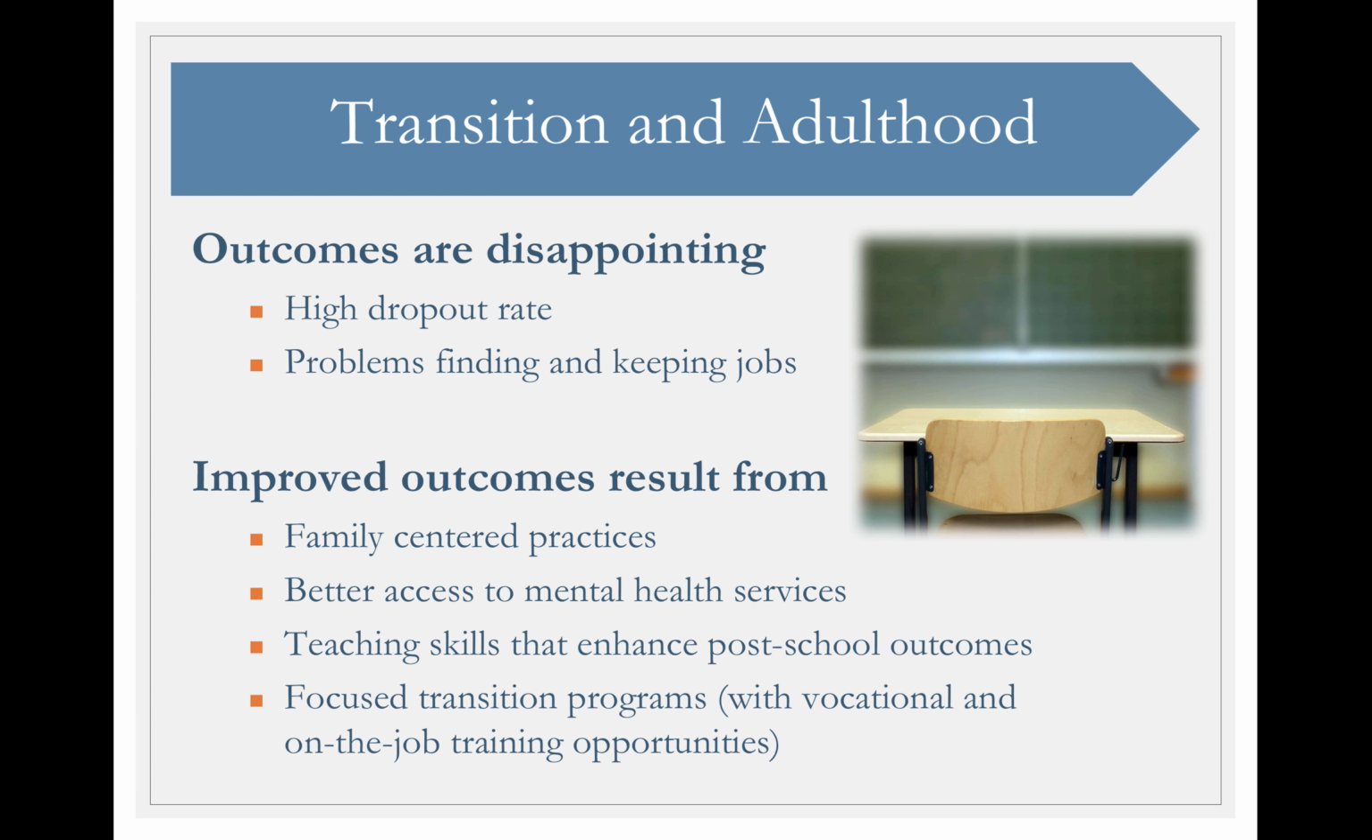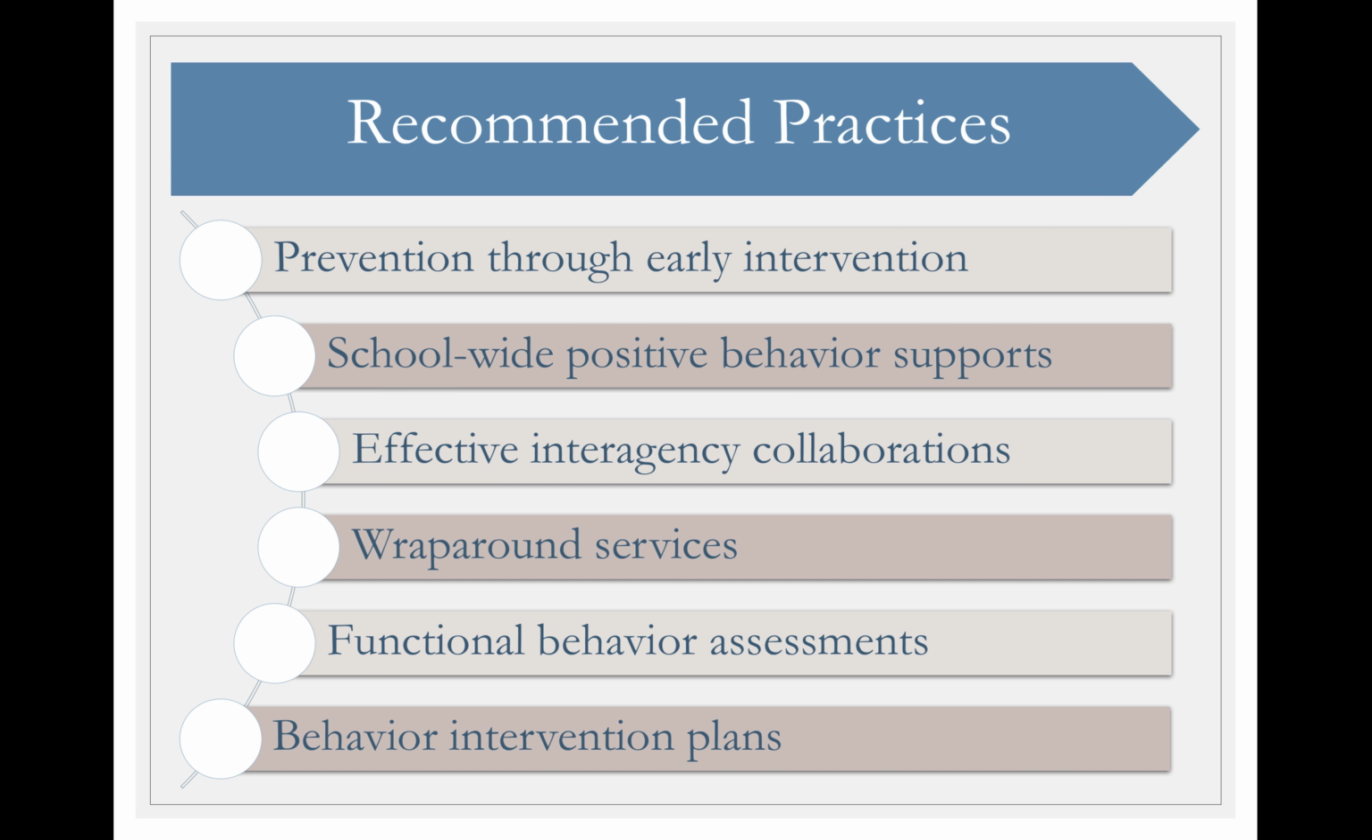We are concerned about this population because there's a very, very high dropout rate. They have problems potentially finding and keeping jobs. We have to be concerned with improved outcomes for families. So providing community support, family-centered practices, better access to mental health, teaching skills that will help the child after high school, and focusing on transition.